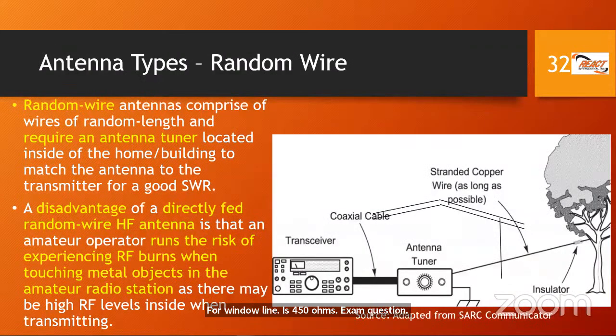All right, so this is just a bit of extra information for you. There's a type of antenna called the random wire antenna, right? And that's just a length of antenna that you connect to an antenna tuner and to your transceiver, and you tune it using the antenna tuner. So that's the random wire antenna. Not on the exam, but extra information for you. You can have a look at and read up on your own time.